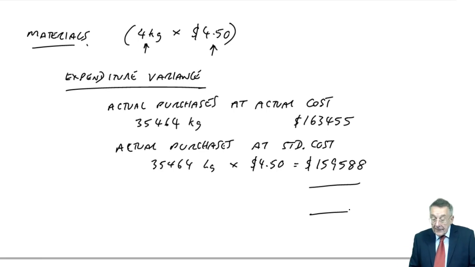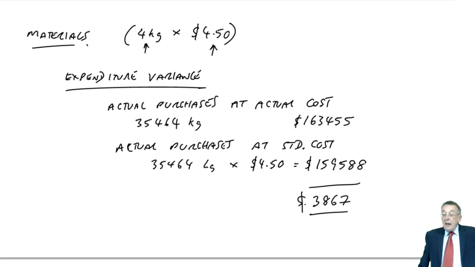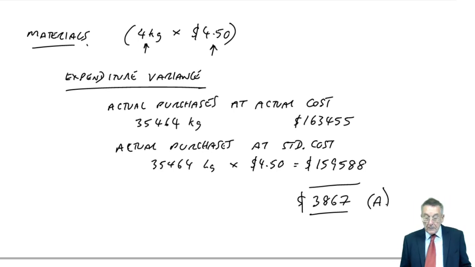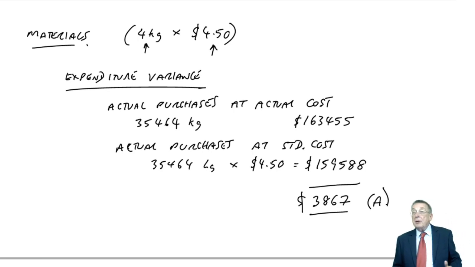We actually paid more. And so how much extra were we paying? 163,455 minus 159,588, 3,867. And is it adverse or favourable? I hope fairly clearly, since here we spent more in total than we should have done. If we spend more, it results in less profit. It's adverse. So, there's your rule. Again, learn it whichever way you want. But always, actual purchases compare what we spent with what we should have spent.